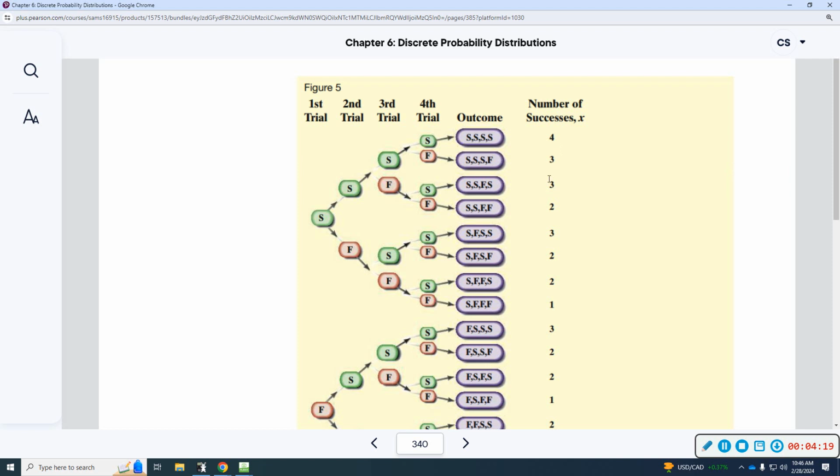So 3 is done twice, and then you see it happen again. So if we're having 3 successes, that means the first 3 were success, the last one was a failure. You have the first 2, and then the third was a failure, and then the last one was success. And you got different ways that can happen.